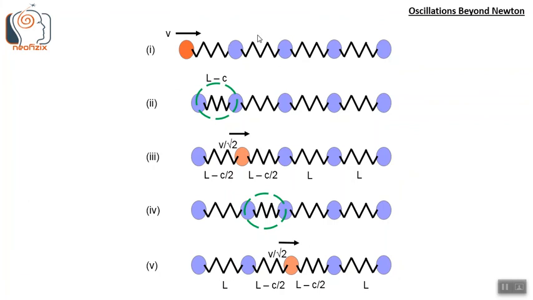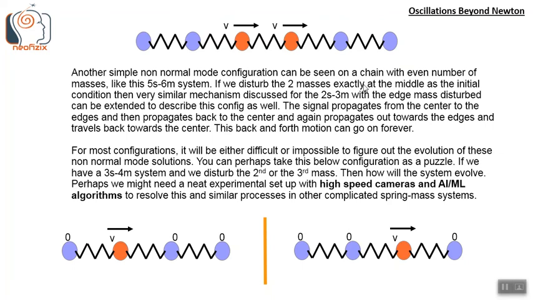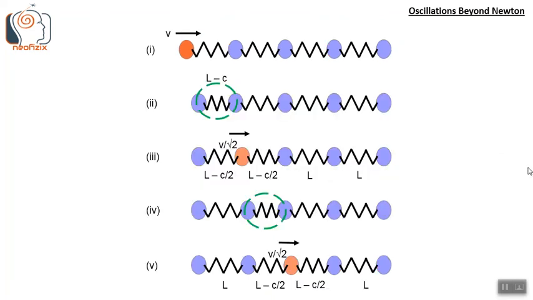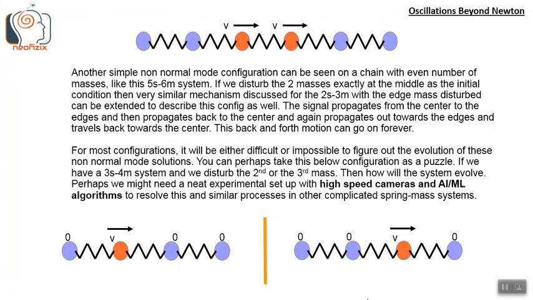There are very few simple, intuitive, non-normal mode configurations like those discussed in the previous slides, like this long chain with the propagation. Like that, there are very few. Maybe another simple example of this non-normal mode configuration can be seen on a chain with an even number of masses. So here there are 6, 8, 10, whatever.